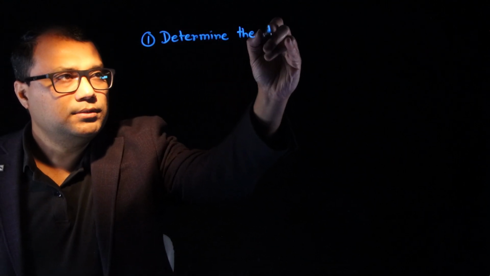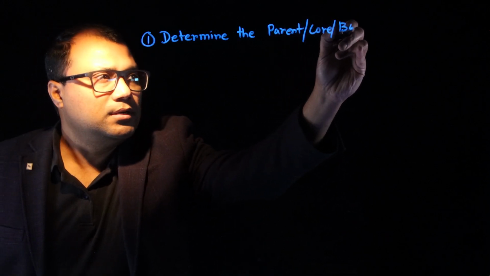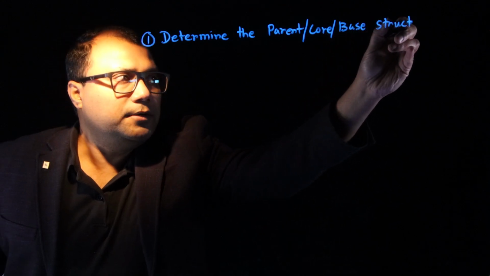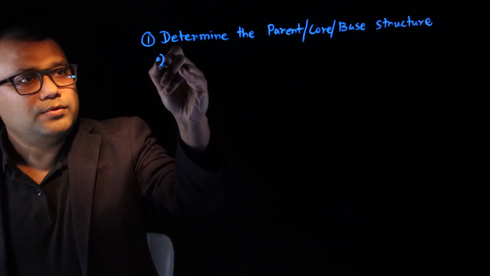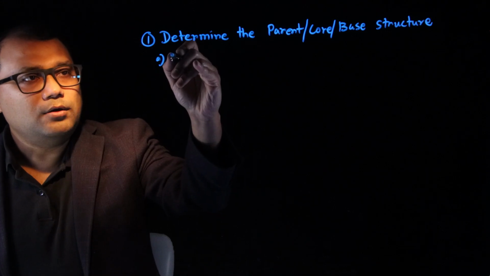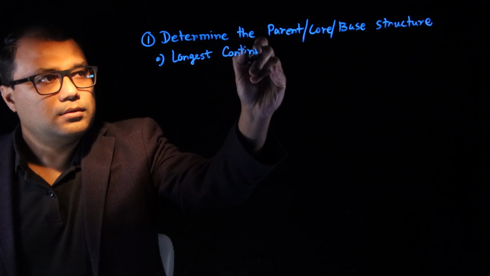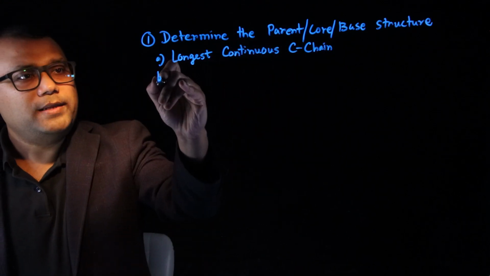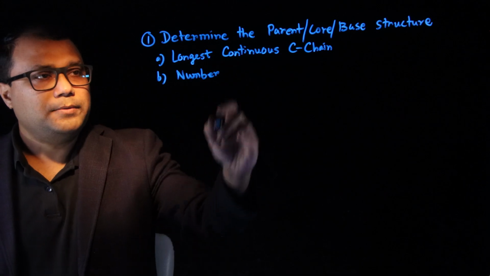Okay, so with the basics out of the way, let's start with the general rules for IUPAC nomenclature. The very first thing that we do is determine the base structure. We also call that the parent structure. Parent or core or base structure. Okay? To do this, first thing that we do is we find out the longest continuous carbon chain. And once we find that out, we number the chain in forward and backward manner.